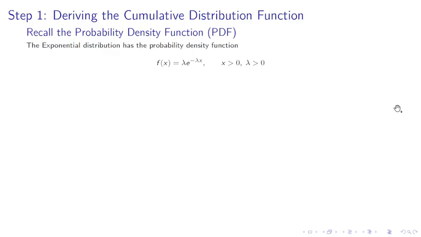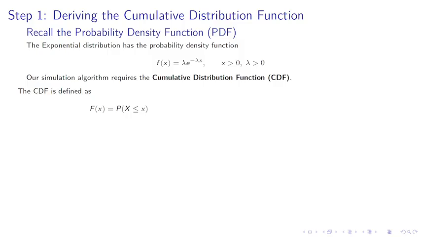So, recall the probability density function of the exponential distribution. It is f of x is equal to lambda e power minus lambda x. Our simulation algorithm requires the CDF. So, we need to find the cumulative distribution function, or simply the distribution function, capital F of x, of the exponential distribution. By the definition, F of x is equal to the probability of X less than or equal to x. For a continuous random variable, F of x is the integral from minus infinity to x, the range is up to x only, of f of t dt, where f of t is equal to 0 for t less than 0.